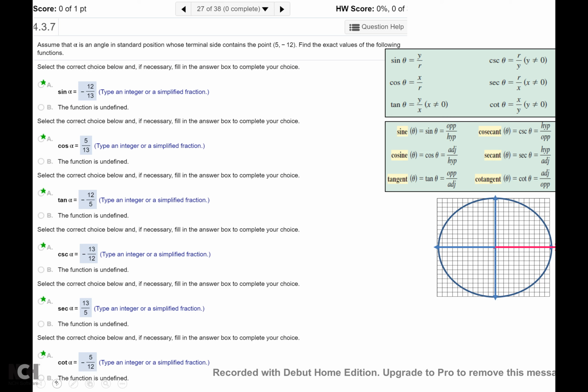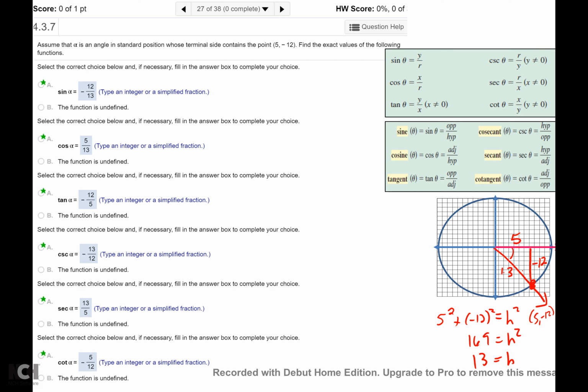Alright. So this one says, assume that alpha is an angle in standard position whose terminal side contains the point 5, negative 12. Find the exact values of the following functions. Alright, so this would be 5 over, 12 down. So my angle is down here in the fourth quadrant. Whatever this is, positive 5, and this is negative 12, because this point is 5, negative 12, right there. Okay, so if I find the hypotenuse, I'm going to have 5 squared plus negative 12 squared equals the hypotenuse squared. That's 25 plus 144 is 169, which makes my hypotenuse 13.